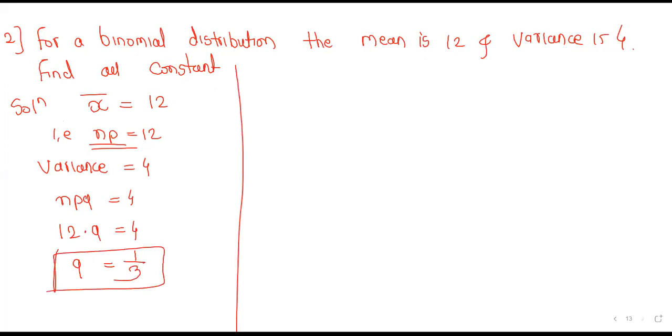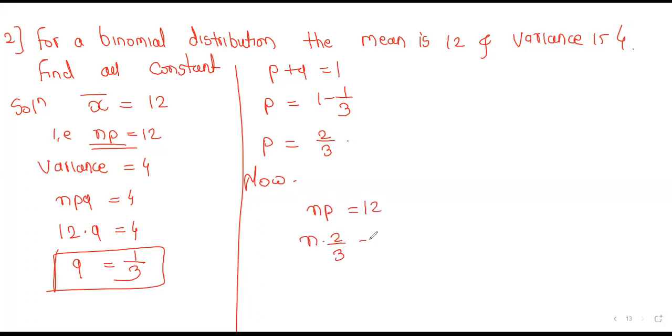Now we calculate P. As we know, P plus Q is equal to 1, P is equal to 1 minus 1 by 3. So P is equal to 2 by 3. Now NP is equal to 12. So N into 2 by 3 is equal to 12. So N is equal to 18. Okay. So the values of all the constants are P is equal to 2 by 3, Q is equal to 1 by 3, and N is equal to 18.